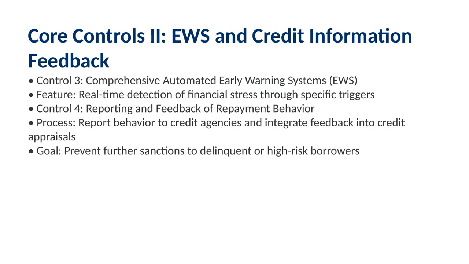Third, the auditor should look for the institution of a comprehensive, automated early warning system, or EWS. These systems have specific triggers that detect financial stress in real time, which significantly reduces the slippage into NPAs. And finally, look at the reporting of repayment behavior. The bank should report how borrowers are behaving in their loan accounts to credit information companies. More importantly, this information must be fed back into the credit appraisal and decision-making process before any further loans are sanctioned to those borrowers.